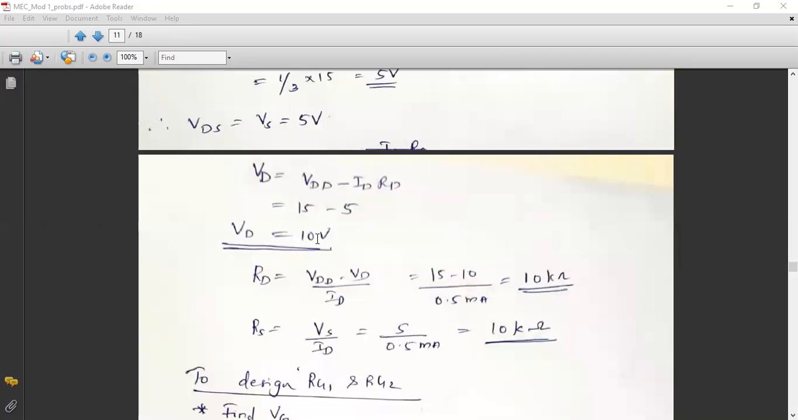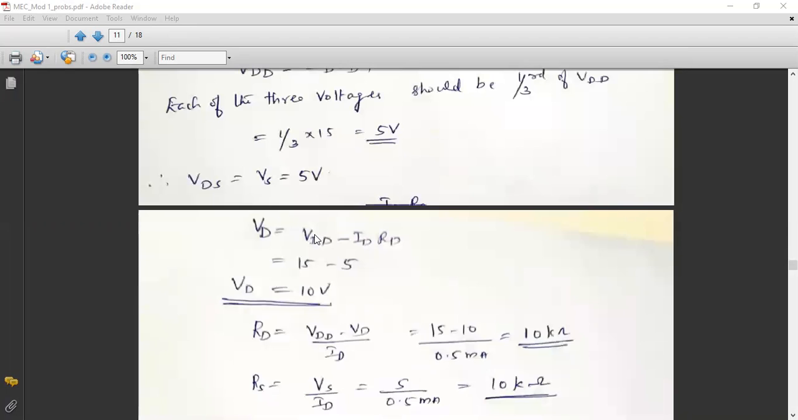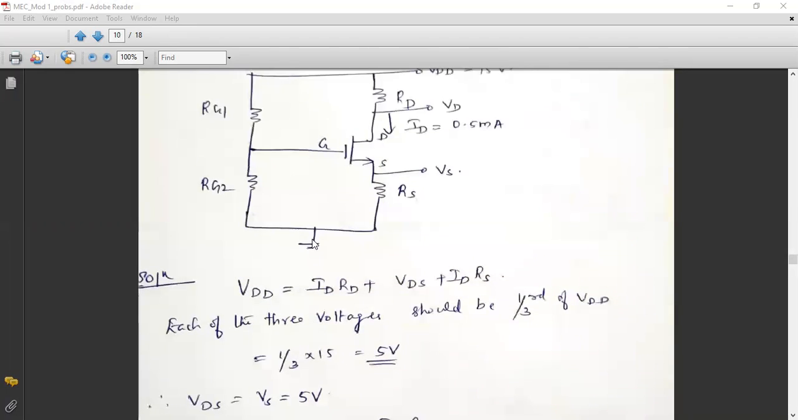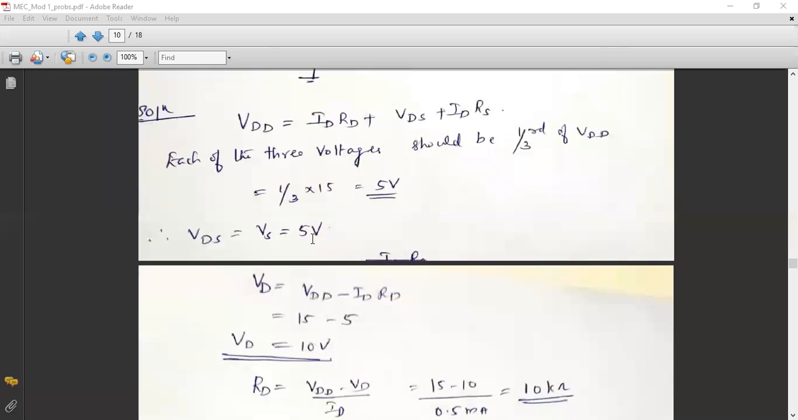15 minus 5, 10 volt. I hope you are taking down. This question is very important. So now you got VD as well as VS. VS is 5 volt. How you got VS? ID into RS, that is 5 volt.